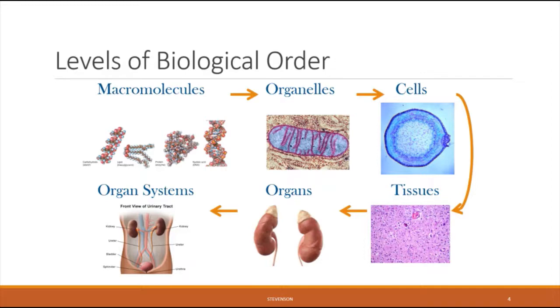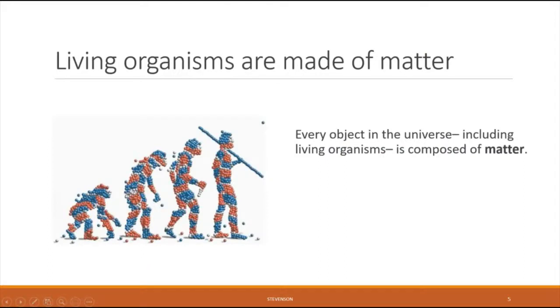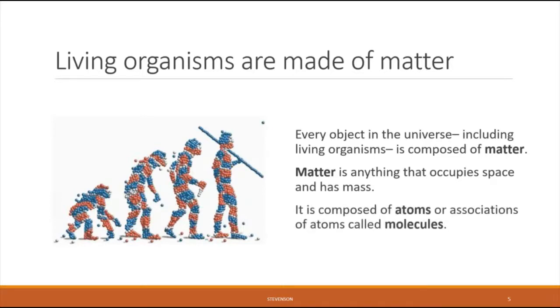We're going to start off very basic. At the most basic level, chemistry is concerned with things that are made of matter, which is the substance of which every object in the universe is made, technically defined as anything that occupies space and has mass. Matter itself is composed of smaller particles, which are called atoms, or associations or groupings of those particles, which are called molecules.